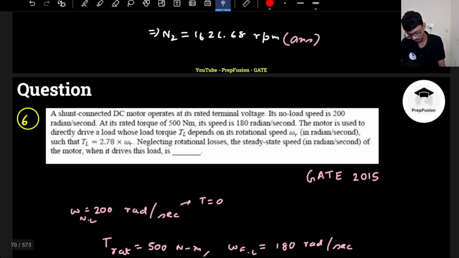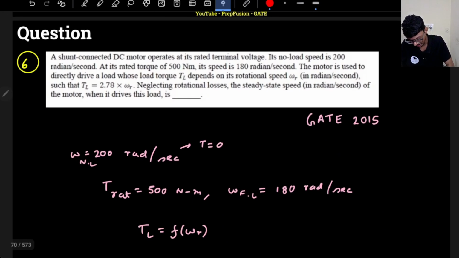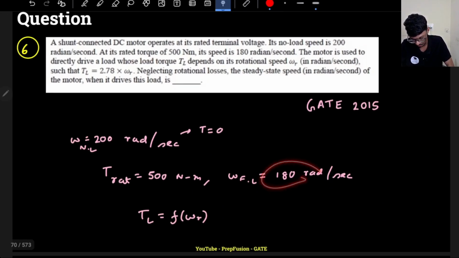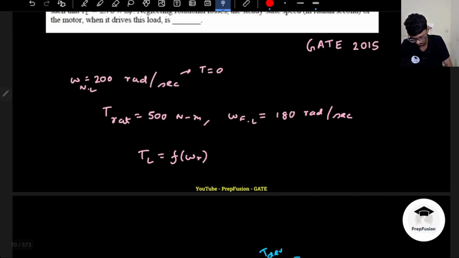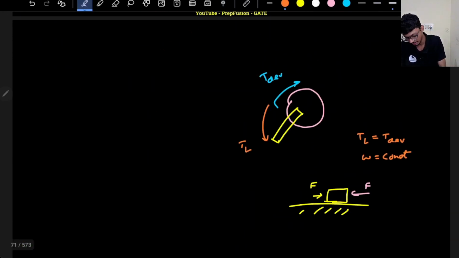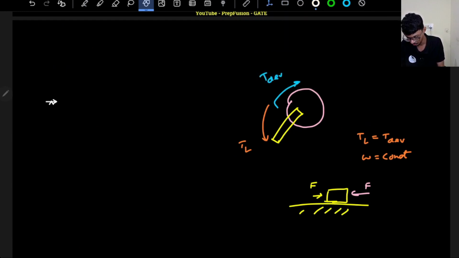So for that, first of all, I will draw the speed torque characteristics of the machine, because they have given me that the no load speed is this and the full load speed is this, right? And the torque is changing like this. So at no load, the torque will be 0 because no load is connected. So if I draw the torque speed characteristics of the machine, it will be somewhat like this.